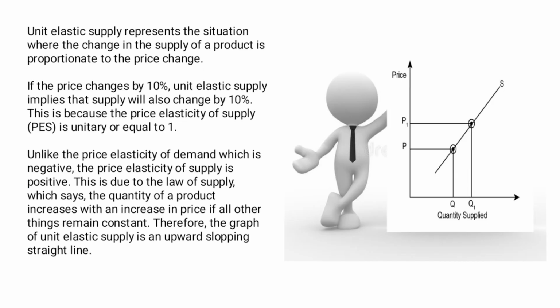If the price changes by 10%, unit elastic supply implies that supply will also change by 10%. This is because the price elasticity of supply is unitary, or equal to 1. Unlike the price elasticity of demand, which is negative, the price elasticity of supply is positive. This is due to the law of supply, which states the quantity of a product increases with an increase in the price if all the other things remain constant. Therefore, the graph of unit elastic supply is an upward sloping straight line.